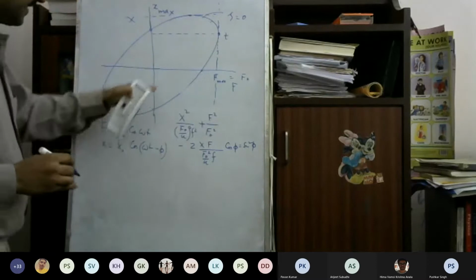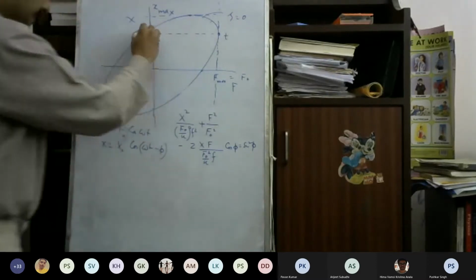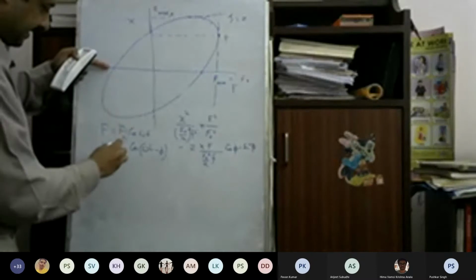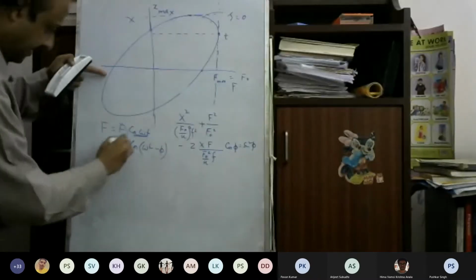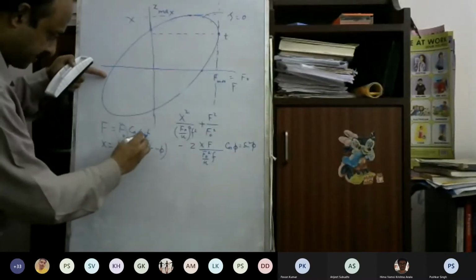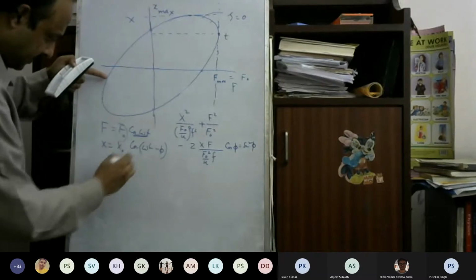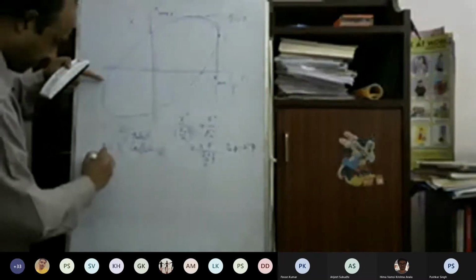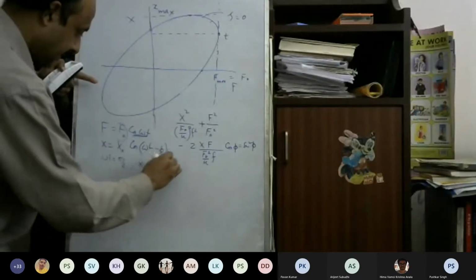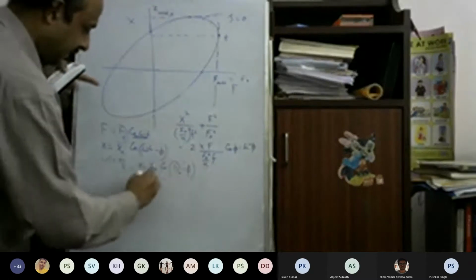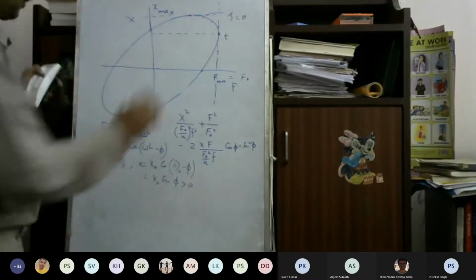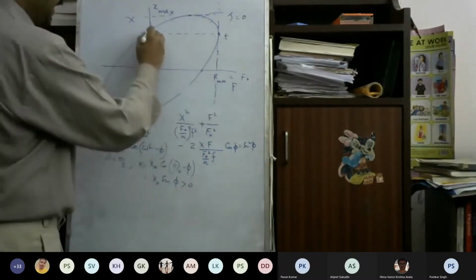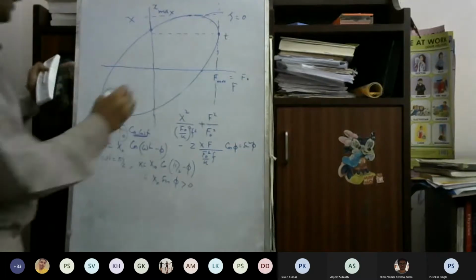or just say when F reaches 0, x has a certain value. When F reaches 0, that means cosine omega t is 0, so omega t equal to pi by 2. Then x becomes x naught cosine of pi by 2 minus phi, so therefore x naught sine phi, which is greater than 0. So when F becomes 0, here x is this part here, right?